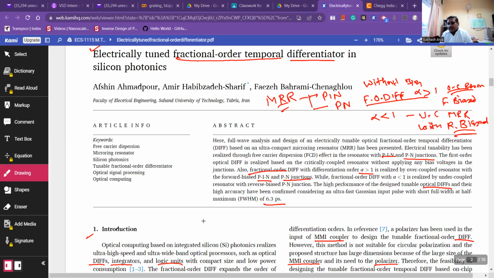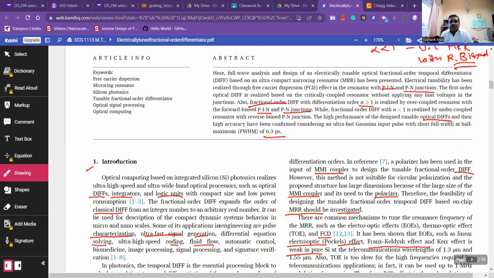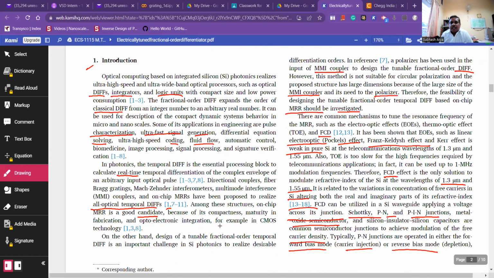While fractional order differentiator with alpha less than 1 is realized by under coupled resonator with reverse biased PN junction. The high performance of the designed tunable optical differentiator and their high accuracy have been confirmed considering an ultra fast Gaussian input pulse with short full width at half maximum of 6.3 picosecond. So this is the abstract, and we left off last time.